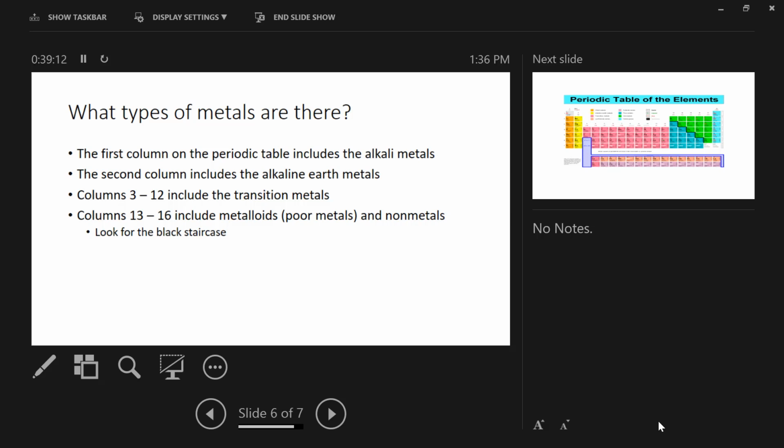This is why I have to show you a new periodic table, because yours doesn't have a black staircase, does it? Is there a black staircase on yours? And then the one that I've shown you on the slides many, many times also lacks a black staircase. And so I'm going to show you a periodic table that has this black staircase in place. But first, we need to answer our question. What types of metals are there?